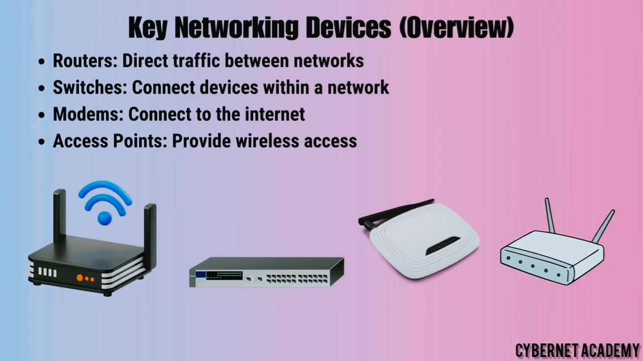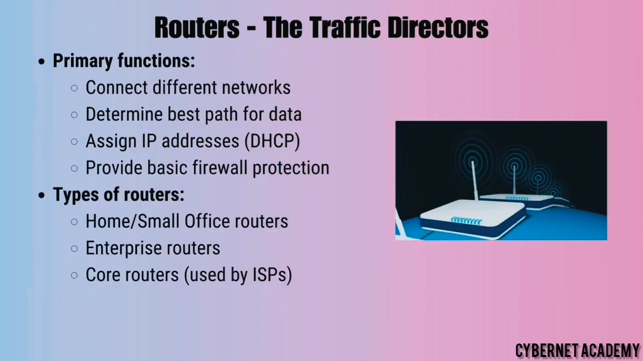Routers are the traffic cops of the internet. Their job is to direct data to where it needs to go. Imagine you're driving to a friend's house in another city. At each intersection, you need to decide which road to take. Routers do this for data.